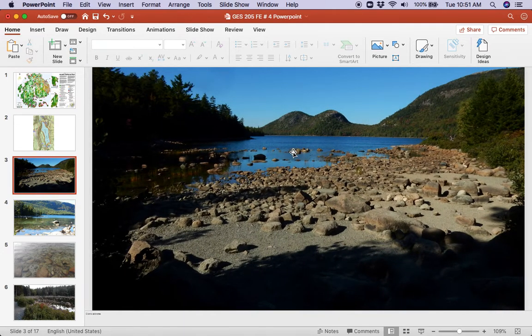Jordan Pond is an oligotrophic tarn. So oligotrophic is going to be the biogeographic side of things. It's going to be very low nutrient water, hardly any vegetation or algae. And then the tarn is going to be a description of the glacial geomorphology of this area.